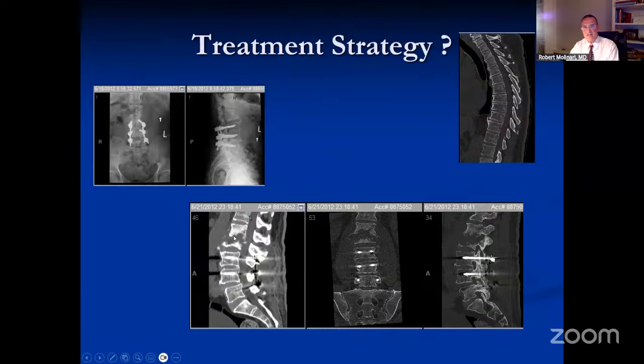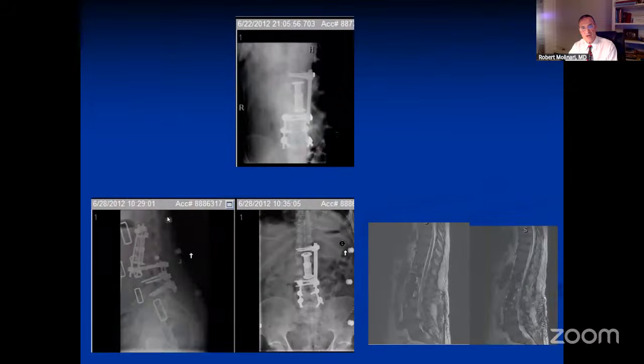So again, what do you do now? Here's a guy with an infection above his fusion. He's upset because he just had surgery. You have to have a long talk with your patient, make sure the patient understands. I went over all the images with the patient, and the patient decided to let me do his revision operation, which I did with an anterior procedure and a double cage, with a cage and a double rod construct.